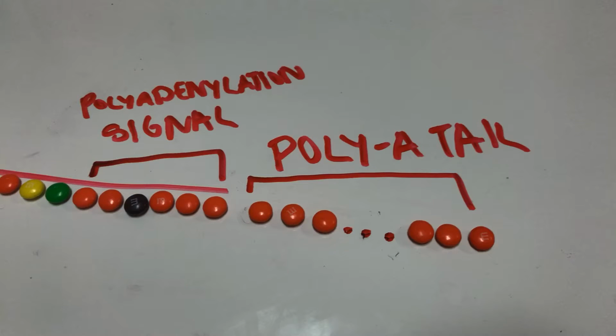At the 3' end of the pre-mRNA coding segment, a poly-A tail attaches to the polyadenylation signal. This tail consists of 50 to 250 adenine bases, and again acts as a buffer for the important coding segment.